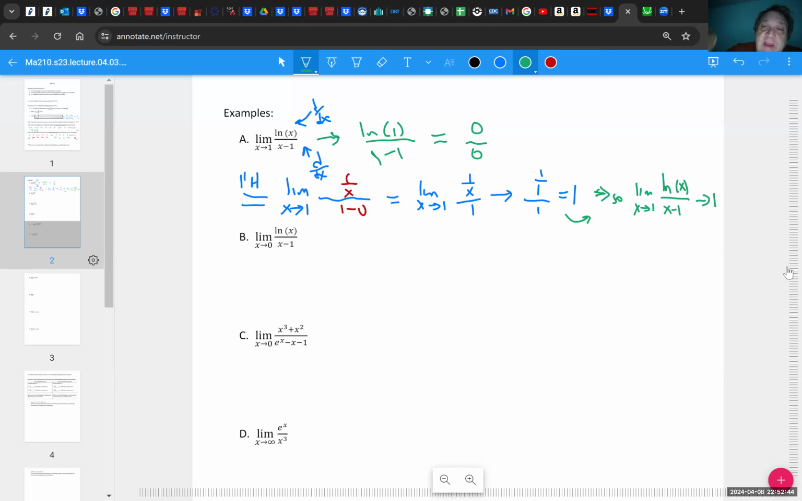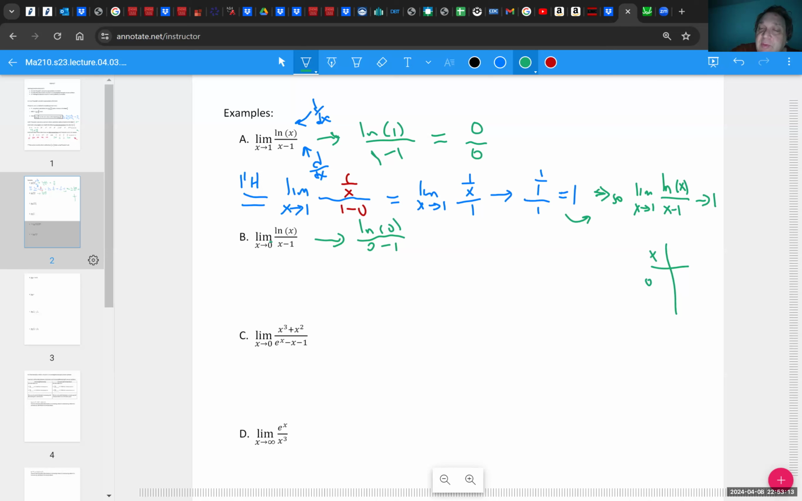All right, so I have the second example, B. I have ln x over x minus 1. This time x is going to 0. So the first thing I do is try direct substitution. I get ln of 0 over 0 minus 1. ln of 0, again, you might have to use a table of values by plugging in values close to 0. This should be 0 from the right, not 0 in general. I forgot to put a little plus sign there.